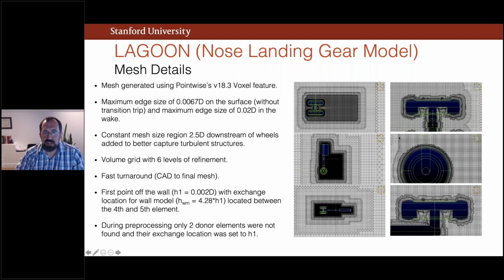In this case, we did run into one of the issues I mentioned previously, where the specified exchange location was not properly found, probably because it lay outside the domain. When this happens, I should mention the exchange location is set by the code to just be at the first off-the-wall point. This isn't great, but it's not that bad. Fortunately, in this case, this only occurred for two of the wall vertices and really didn't cause any major problems.